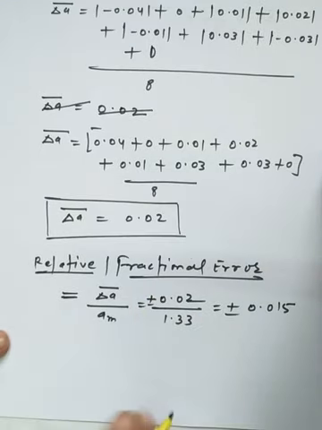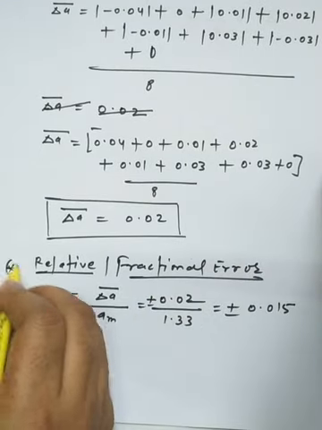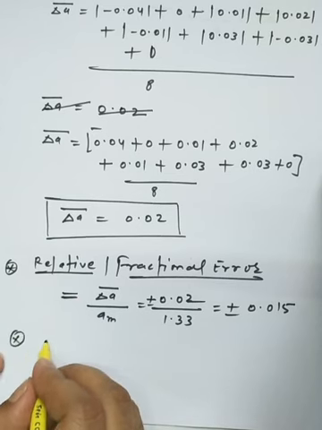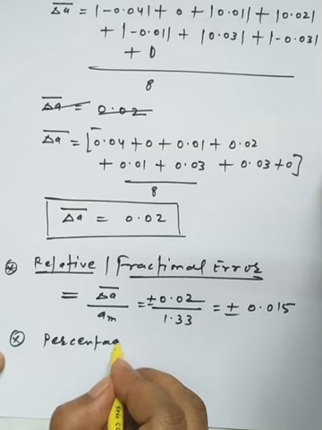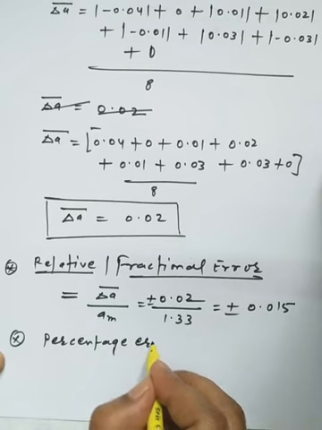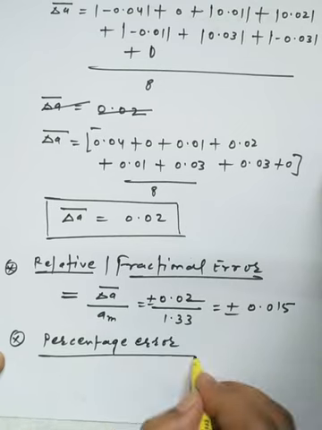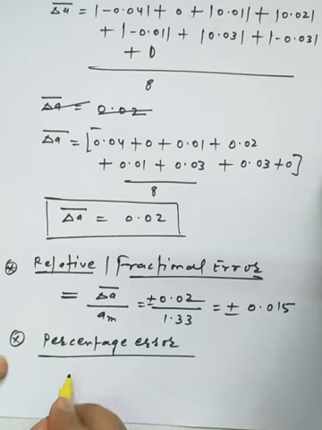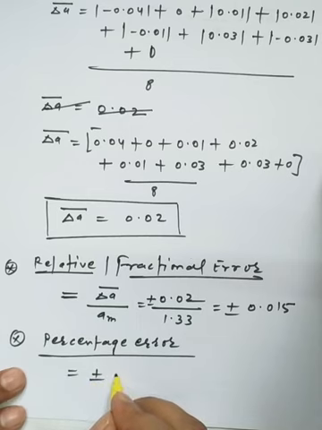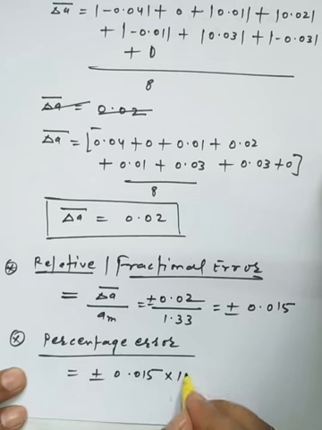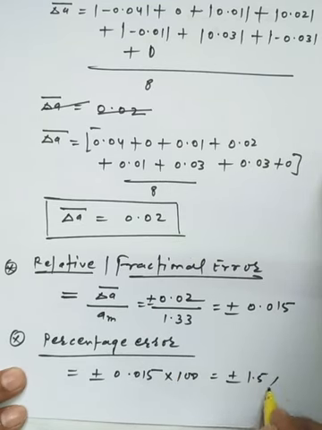Now, last, we have to find the percentage error. What is the percentage error? Whenever we multiply the fractional value of the relative error by 100, it converts into the percentage error. So 0.015 is to be multiplied by 100, and we get plus minus 1.5%.